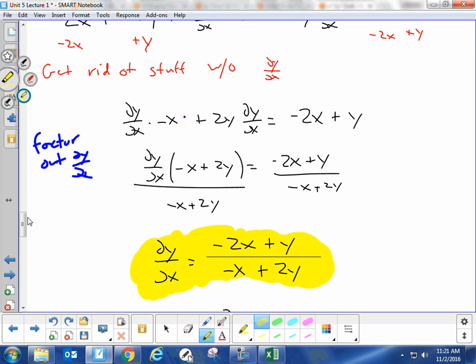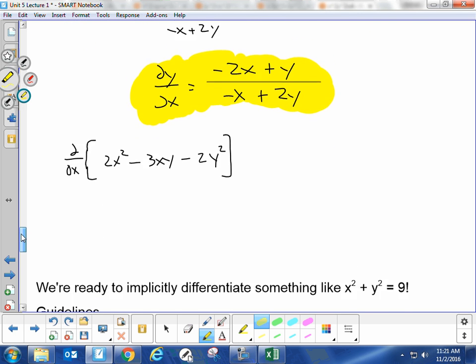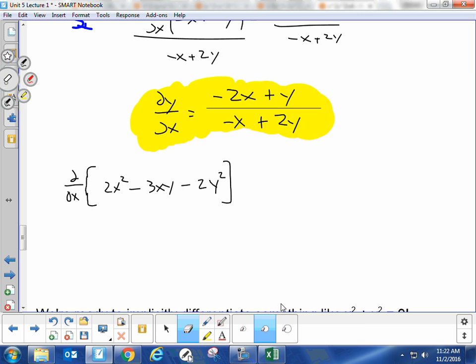Okay? All right, let's try another one. This one is really similar to the last one. However, we got some numbers. And what I'm going to do is set this equal to an x and y that's going to be on the right side.